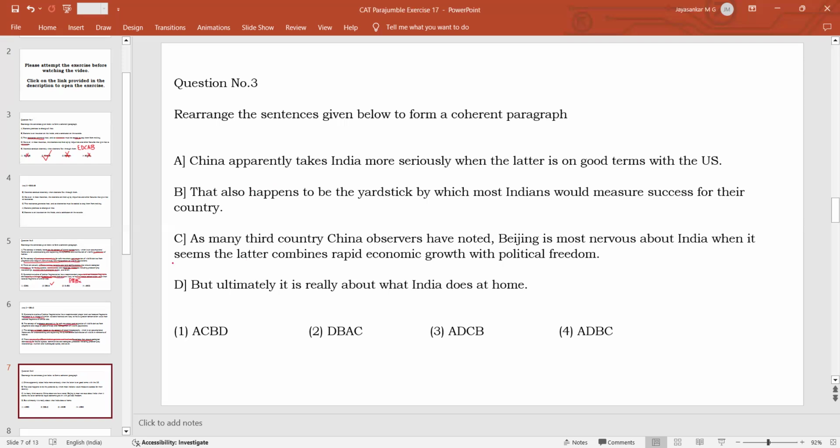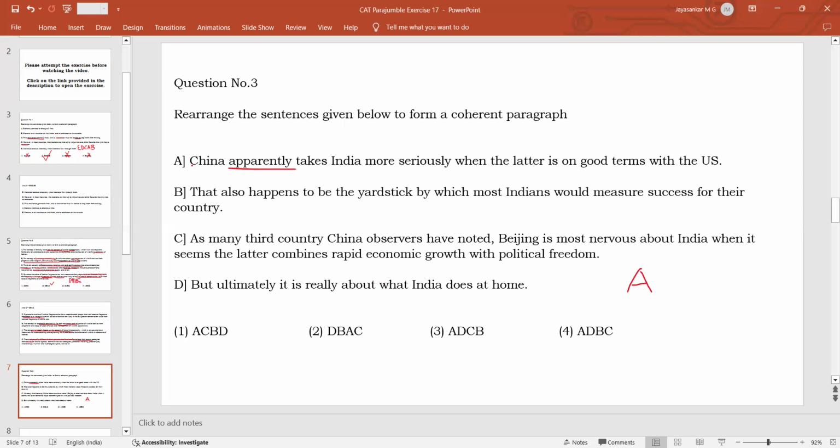So what could be the better one? Yes, this one. But ultimately, it is really about what India does at home. So once we understand that, then the logic also becomes clear. So A can be a sentence which talks about how China is apparently taking India more seriously. Here, the word apparently is also very important. Apparently means it would appear that China is taking India more seriously when India is on good terms with the USA. Then we can say, but ultimately it is really about what India does at home.